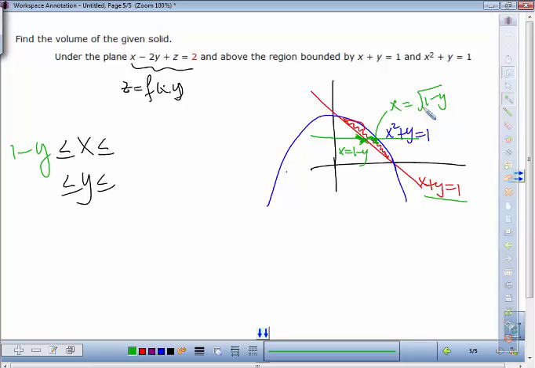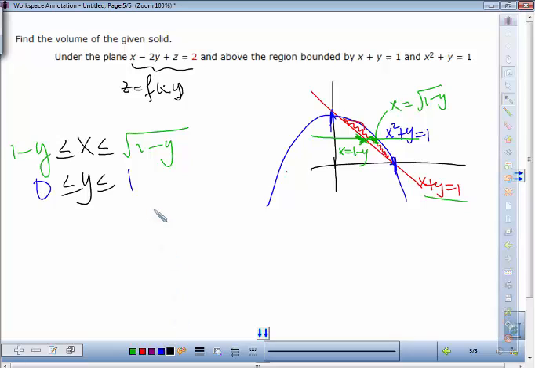So we got a square root going over here, so maybe this is not the best thing to do, but we'll get it set up anyways. So that's your upper and lower limits for your x. And how about your y? Zero to 1. You didn't say constants. So 0 to 1, and then that's it.